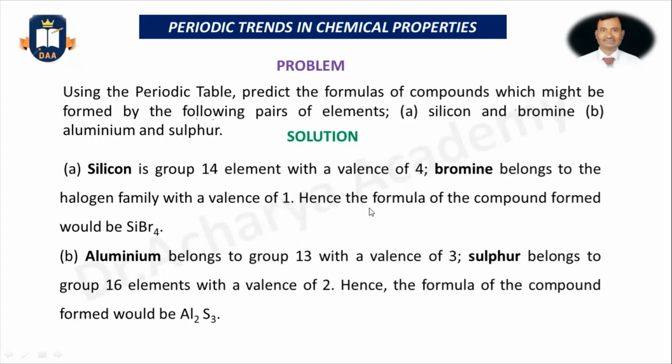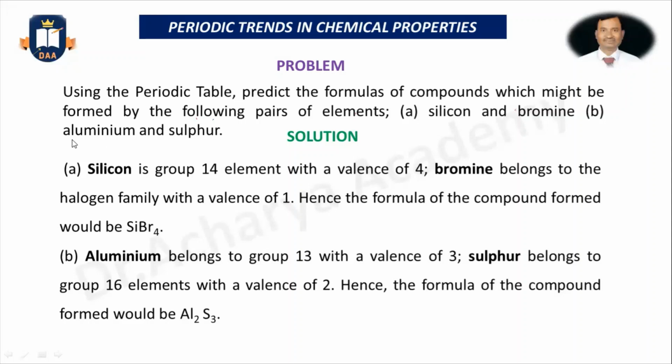And hence what is the formula? That means 1 silicon atom, so Si, and 4 bromine atoms will attach to it. So Br, and the number of atoms, this 4, as per the valence, will be the subscript of Br. So the formula of the compound formed by silicon and bromine is SiBr4.